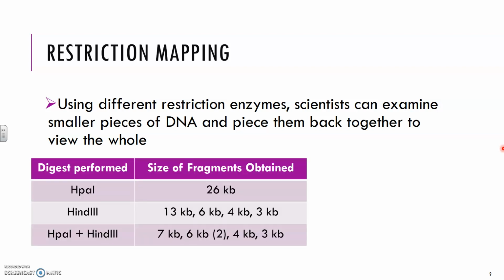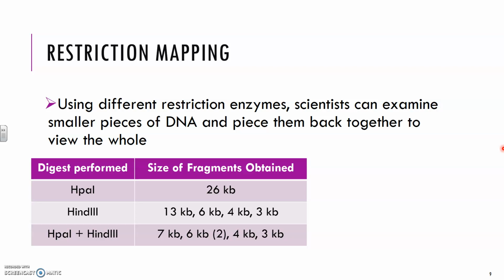Okay, so they did 3 different digests with copies of the same piece of DNA. They digested it with HpaI and then HindIII, which is how you say that. So 2 different restriction enzymes here. They did a digest with each one individually, and then they also did a digest with both of them together. Then they ran those results on a gel. When they did that, they got different fragments.